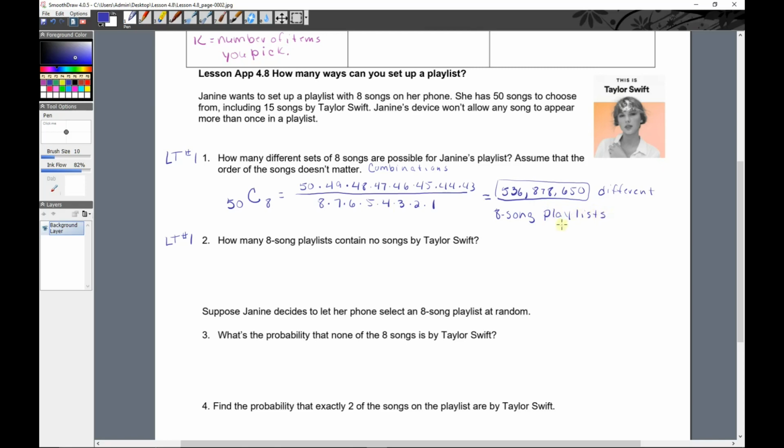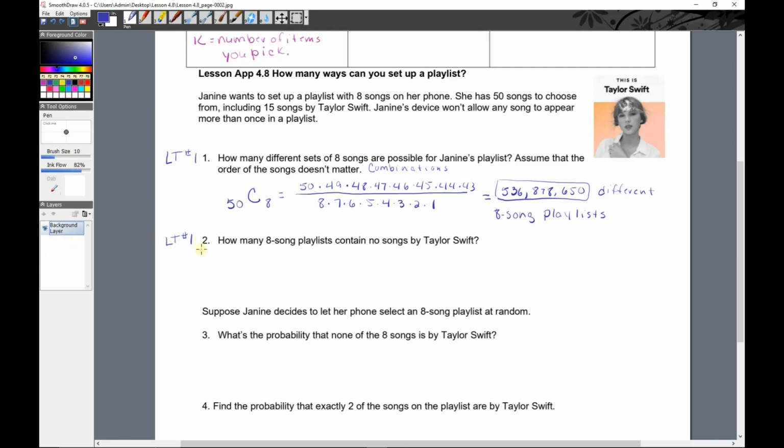Okay, hopefully you're not seeing that this is going to be too bad. Yes, the numbers got big, but this isn't 1952. You don't have to do this by hand or with a slide rule. You have a calculator, just put numbers in carefully, hit enter, get your answer. All right, so moving on to number 2, how many 8-song playlists contain no songs by Taylor Swift?